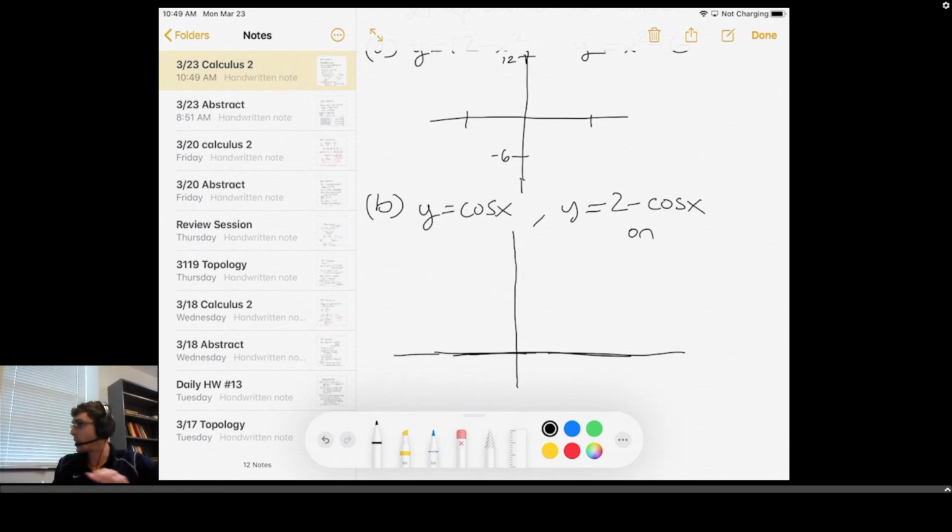Yeah, good question. Sorry, I should specify on 0 to 2 pi. Yes. Good point, Paul. Otherwise, you will get all of the things ever.